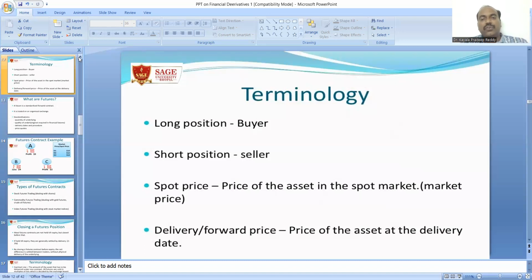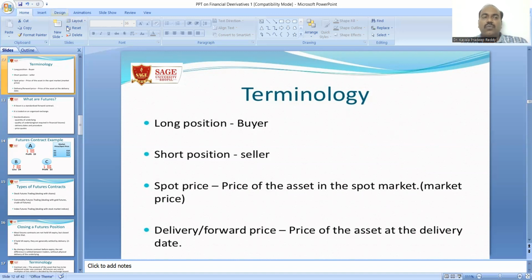So these are the general four terminologies used in these contracts. That is, the long position will be taken up by the buyer, the short position will be taken up by the seller, the spot price will be the price on the market, and the delivery price will be the price of the asset at the delivery date. And now with this, I hope that you have understood about a forward contract.